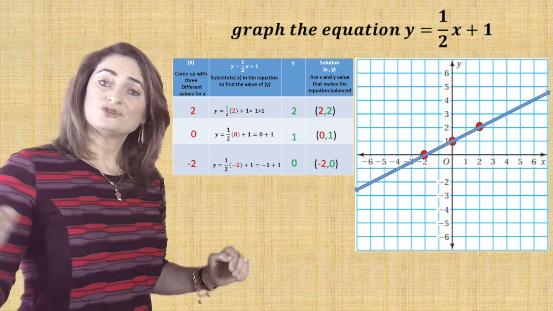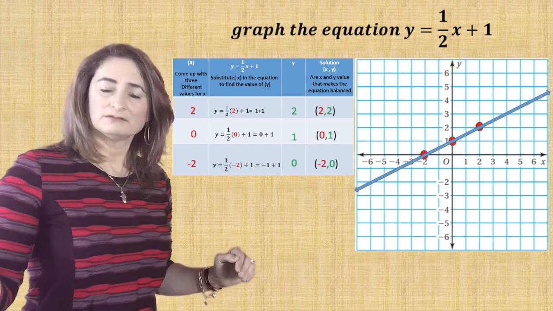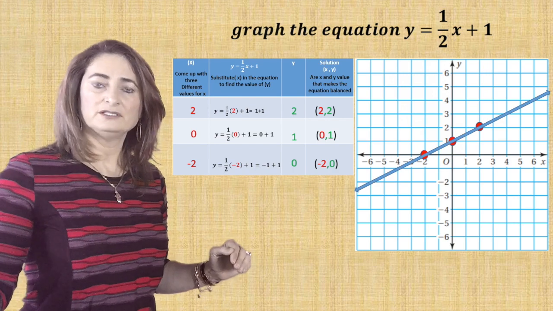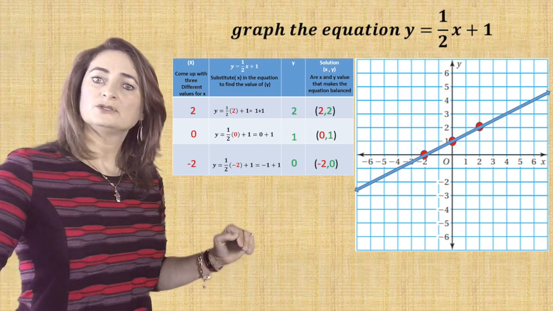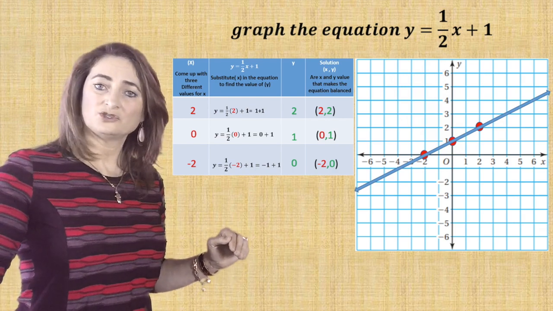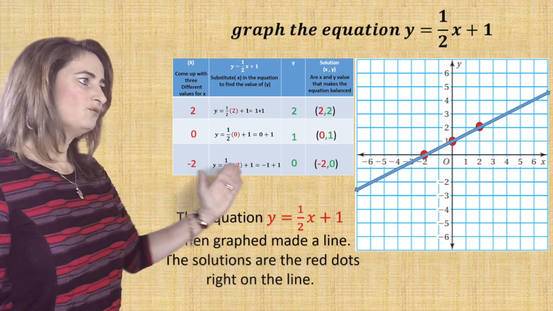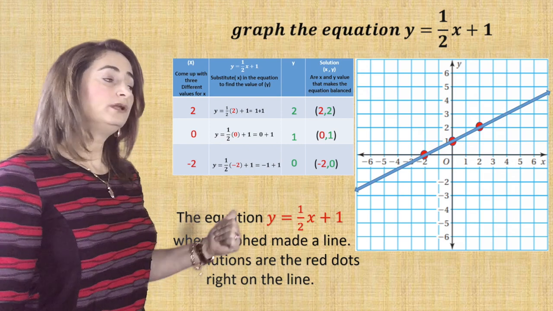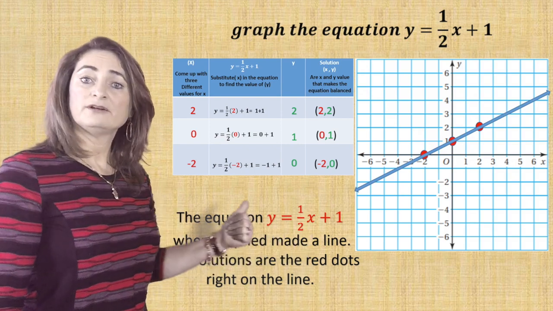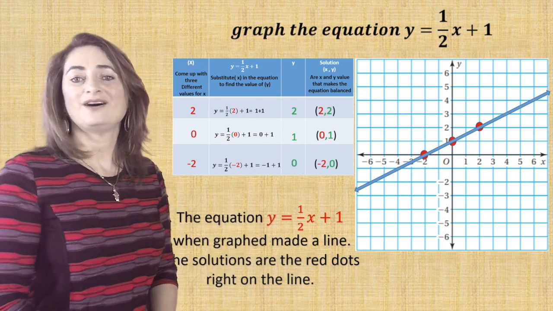Now connect those 3 dots, and it's enough to have 3 dots. There are a lot more, but it's enough to have 3 dots to connect them to make a line. Watch how it made a straight line, no curves in it. So the equation y equals half x plus 1, when graphed, made a line. And the red dots are the solutions on the line.